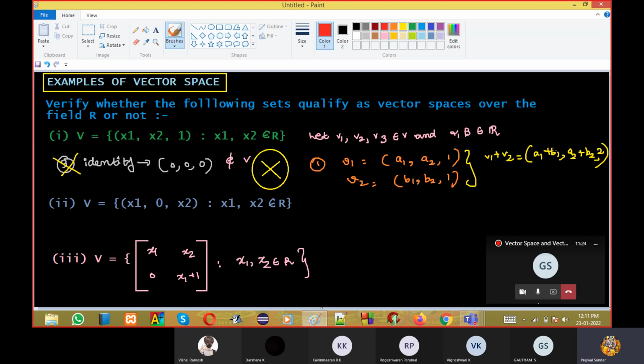Now what is the condition for an element to belong to the vector space? I should have the third component as 1, correct? So if the third component of any vector like this is 1, it will belong to the vector space. But unfortunately, when we add v1 plus v2, we get the third component as 2. So v1 plus v2 does not belong to the vector space. So the first condition also is false. So two conditions are false, even though one condition is more than enough to tell. If you check the second condition also, it will definitely not be a vector space.